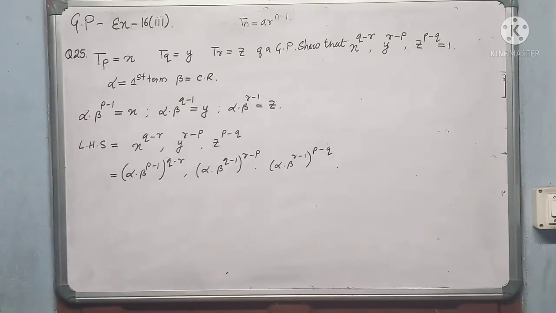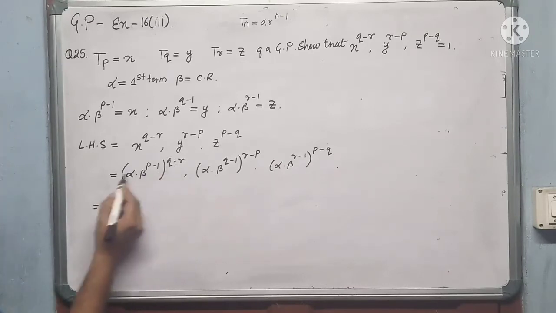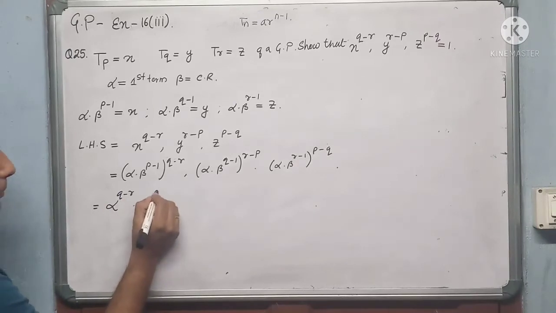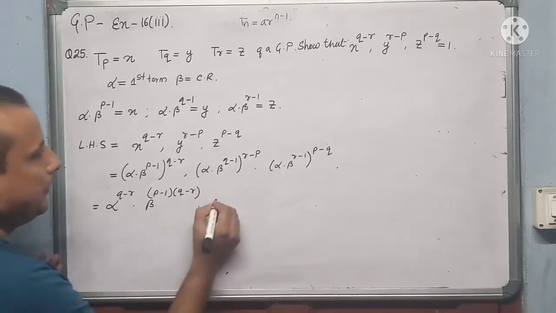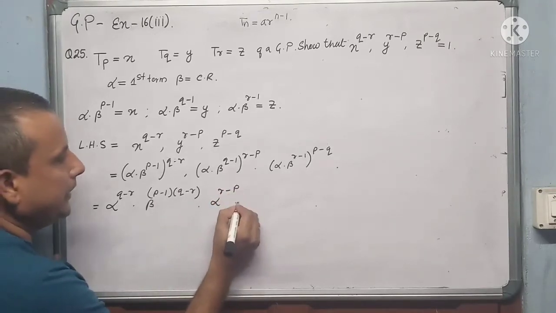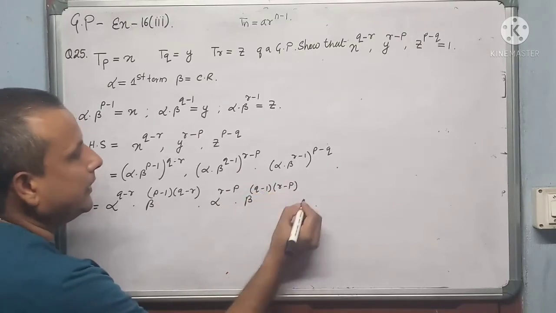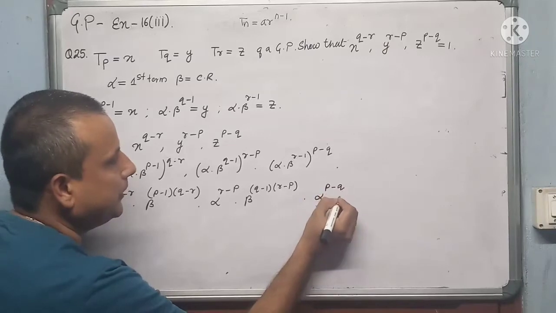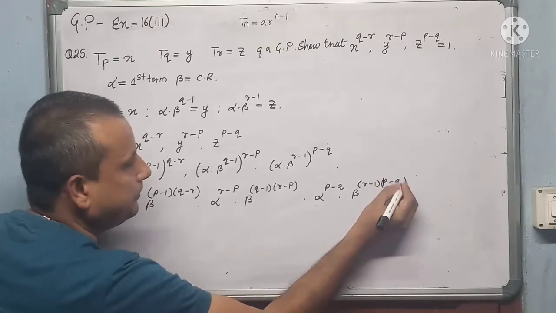Now I'll separate the indices over here. The index of alpha is q minus r, and also the index of beta to the power p minus 1 is q minus r. Now I'll separate: alpha to the power q minus r into beta to the power p minus 1 into q minus r, into alpha to the power r minus p into beta to the power q minus 1 into r minus p, then alpha to the power p minus q into beta to the power r minus 1 into p minus q.